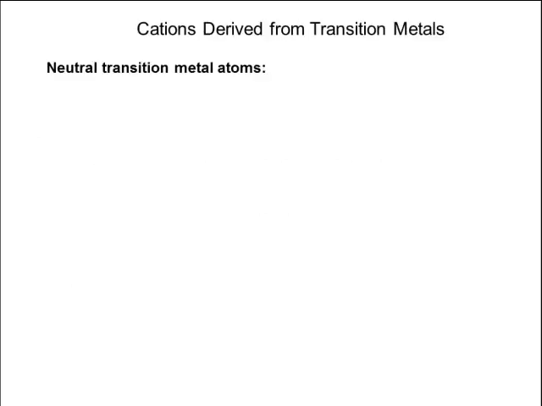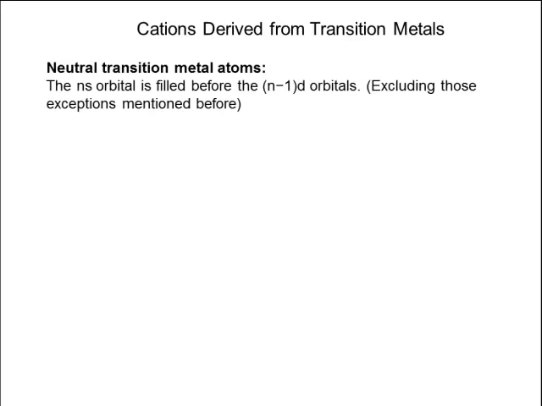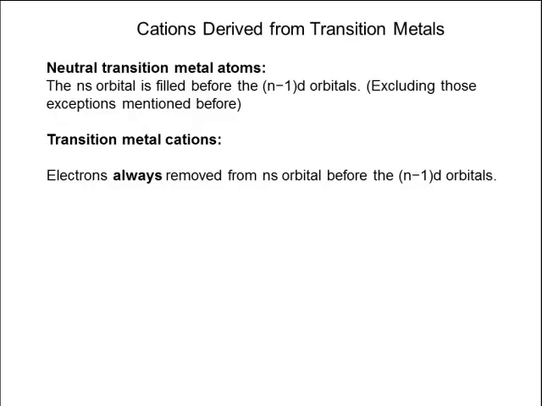Now, when we look at neutral transition metal atoms, we're going to fill the ns orbital before we fill the n-1 d orbital, except for those exceptions we just talked about. Normally we go 4s2 3d something, so that 4s gets filled prior to the 3d. But now when we form cations from these transition metals, we're going to remove electrons first from those s orbitals before we remove them from the d orbital.